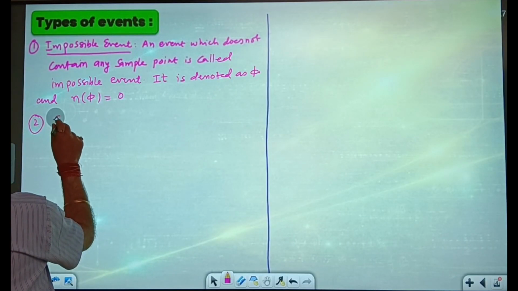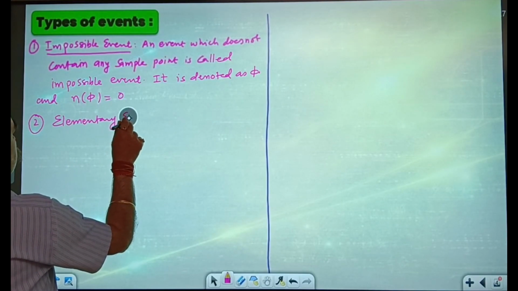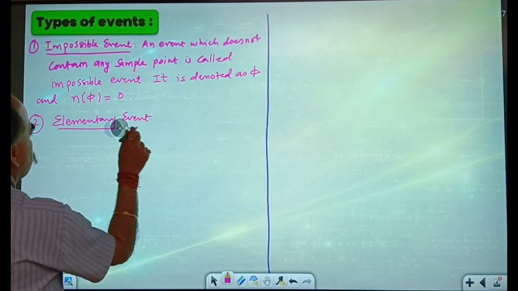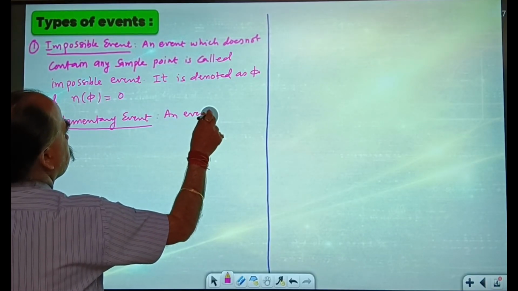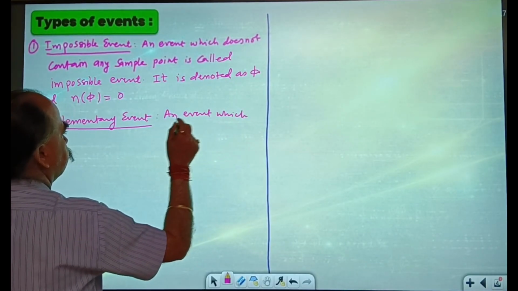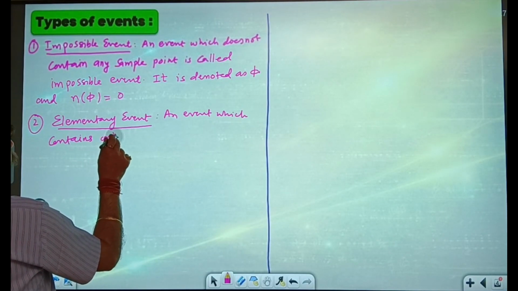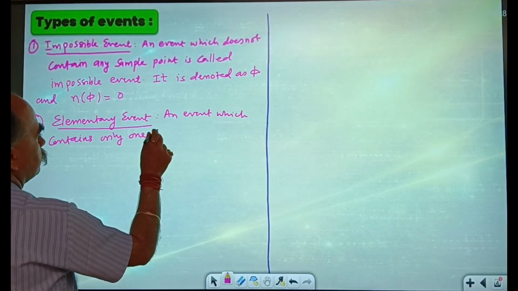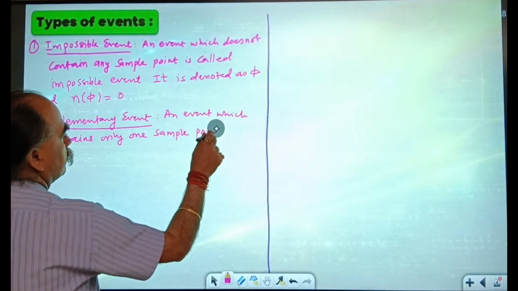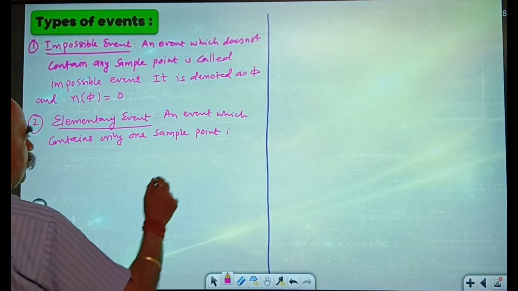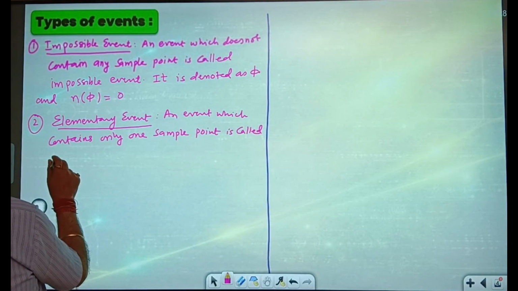Second is elementary event. An event which contains only one sample point is called an elementary event.